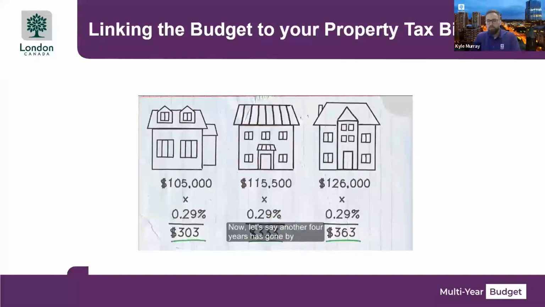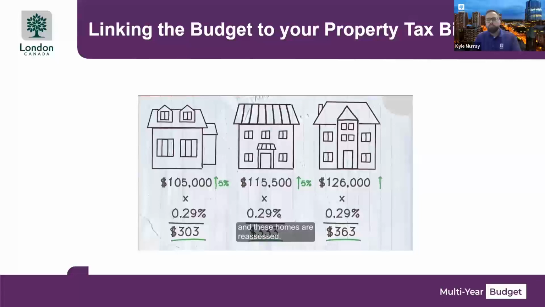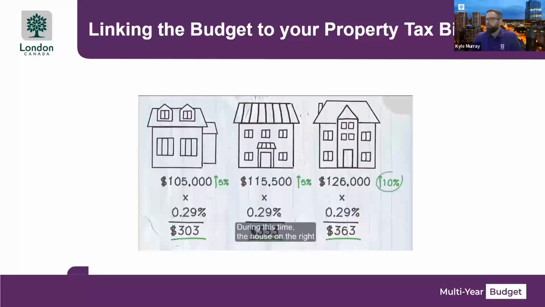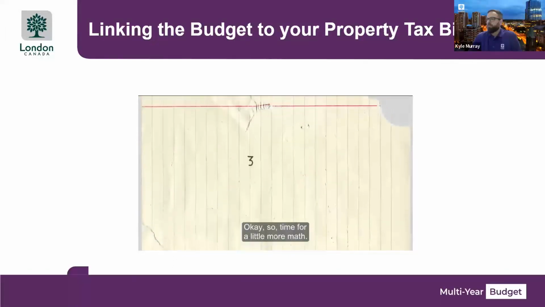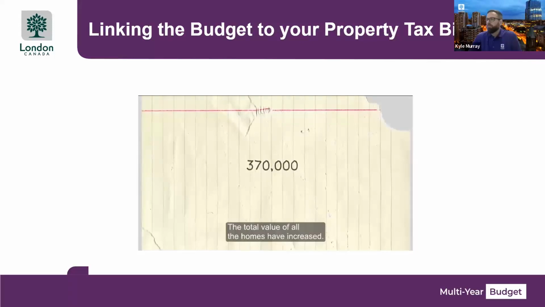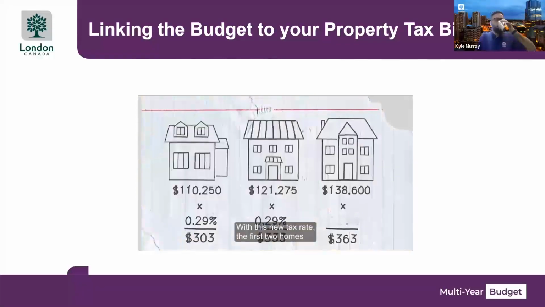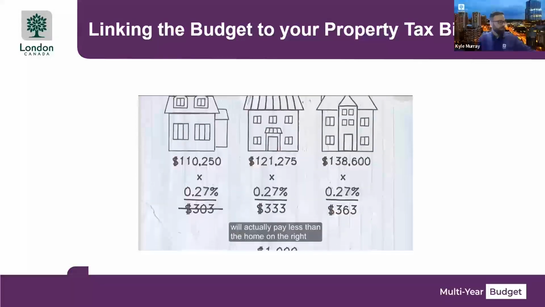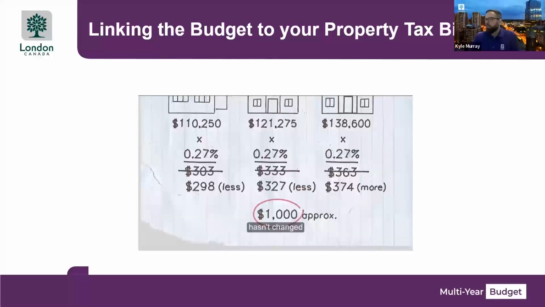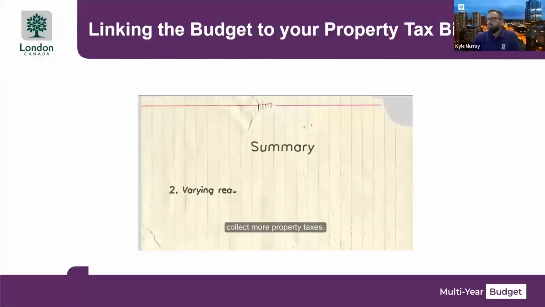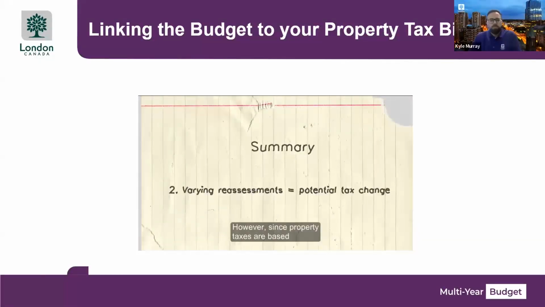Now, let's say another 4 years has gone by and these homes are reassessed. During this time, the house on the right became more valuable in the market than the other two. Okay, so time for a little more math. The total value of all the homes have increased, which means the town has to calculate a new tax rate. With this new tax rate, the first two homes will actually pay less than the home on the right that was reassessed at a higher value. Since the cost of services hasn't changed, the town doesn't need to collect more property taxes. However, since property taxes are based on a home's value, those taxes could potentially go up or down based on the rest of the homes.